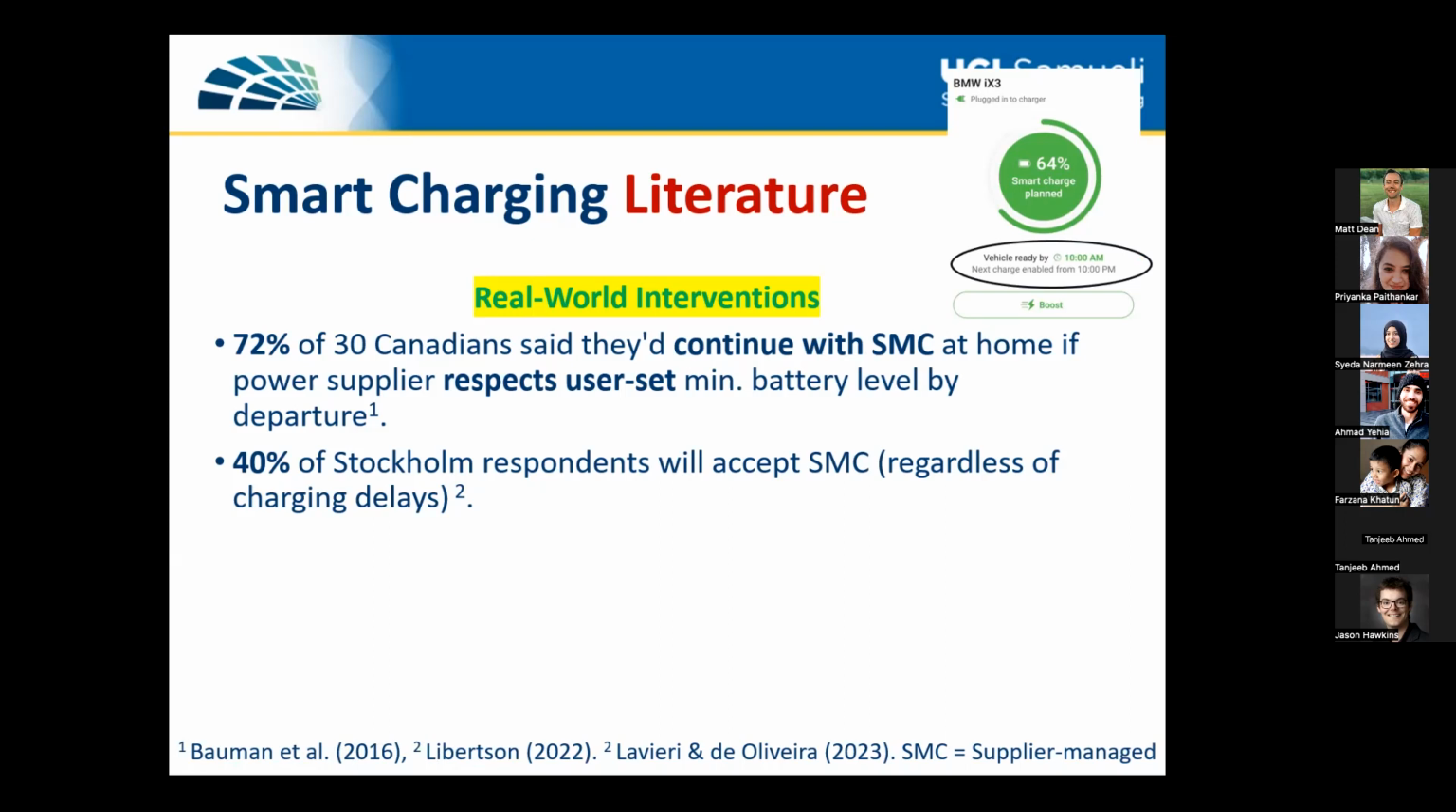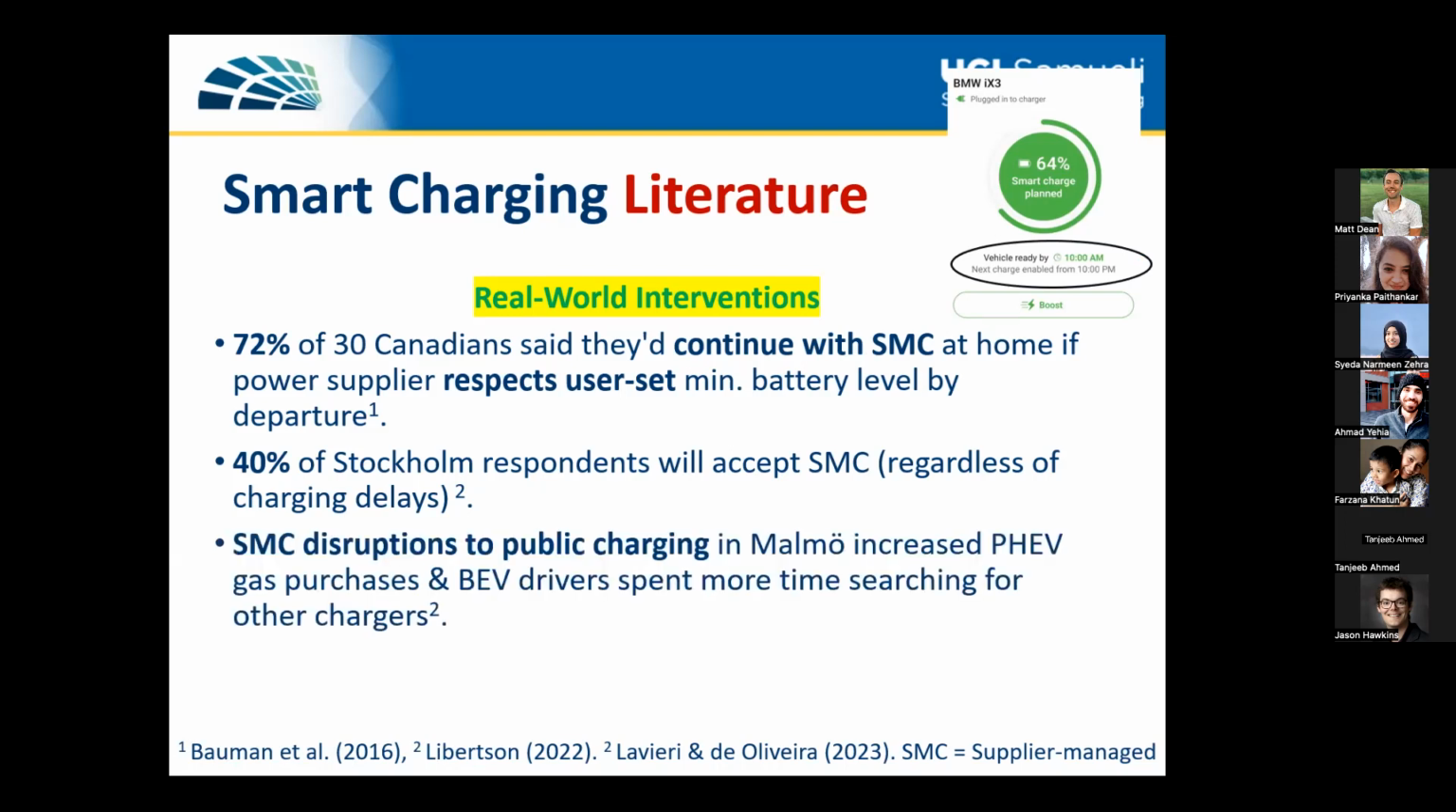Some interventions have also been tested outside the home. So there were 2 public parking garages in Malmö, Sweden, where there were interruptions due to charging. Drivers that had a plug-in hybrid EV, so that's typically 40 miles of EV range, and then you rely on your gas engine, felt this increased their gas costs because the battery side was not fully charged when they left the garage, whereas those who had a fully battery electric vehicle had to spend additional time finding alternative public chargers.